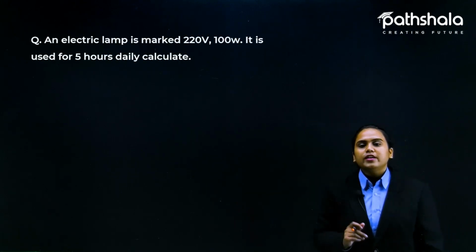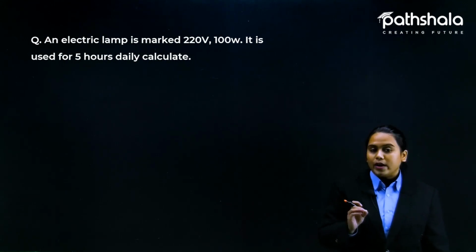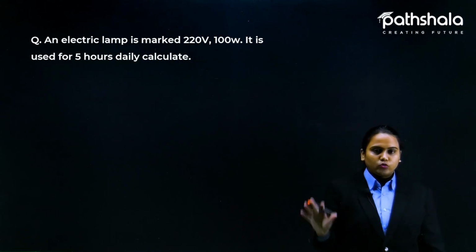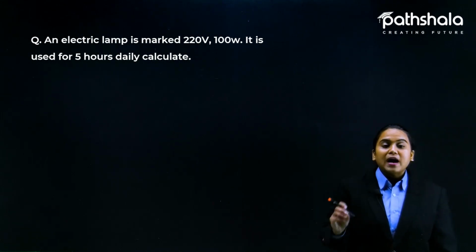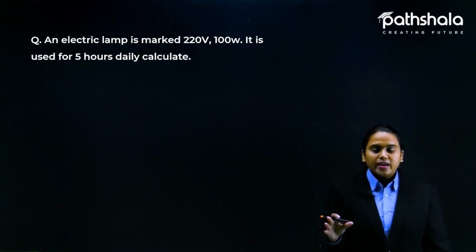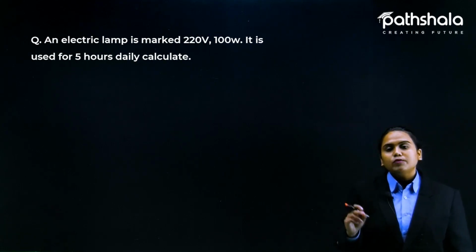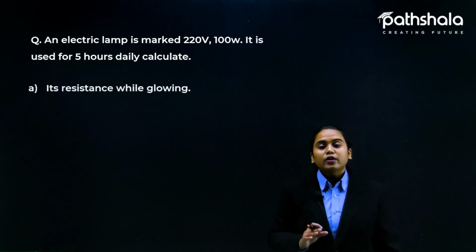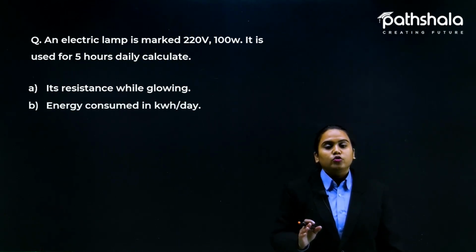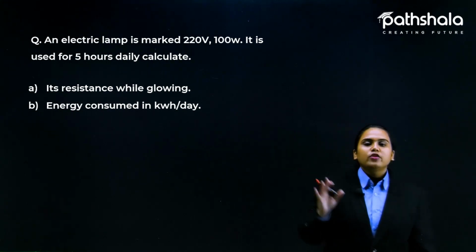So here is a question. You can see an electric lamp is marked as 220 volt, that it will only work at this voltage, and the power used by it is 100 watt. Now P is equal to 100 watt here. It is used for 5 hours daily. Calculate its resistance while glowing and the energy consumed in kilowatt hour per day. That is a very good question, I guess.